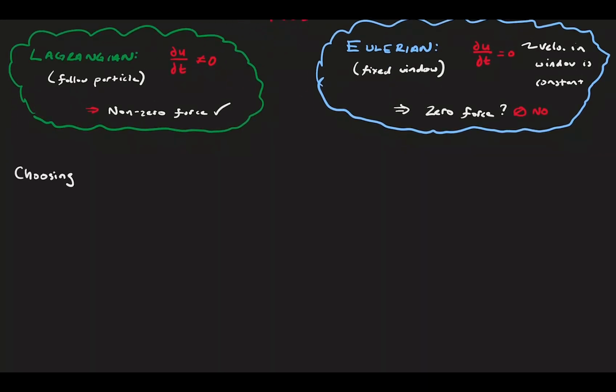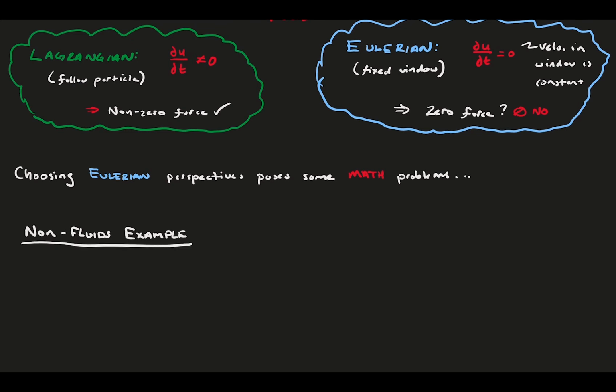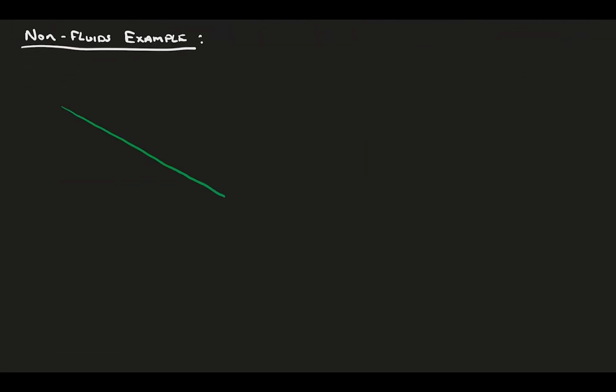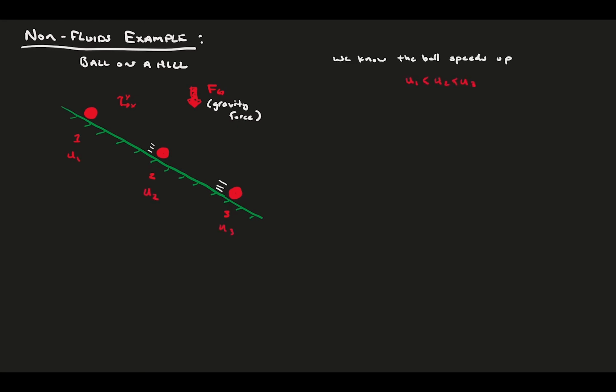Eulerian points of view have a lot of benefits, as we saw in our first lecture video of the series, but easier math is not one of them. Let's consider a non-fluids example to grasp the need for the material derivative. Consider a ball rolling down a hill. Here, we draw the ball at 3 points in time. Since gravity is acting on the ball, it accelerates, changing its velocity at the 3 points. U1 is smaller than U2, which are both smaller than U3. There is definitely a force, which is gravity, so any analysis we do should show that force.